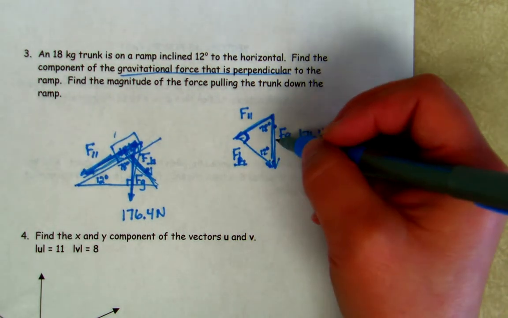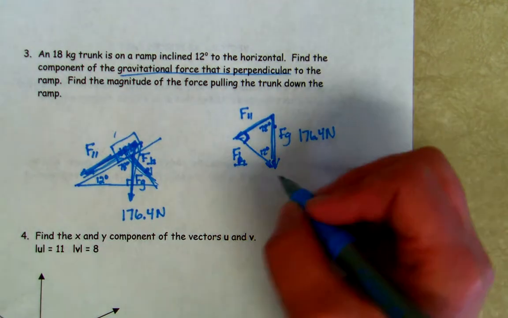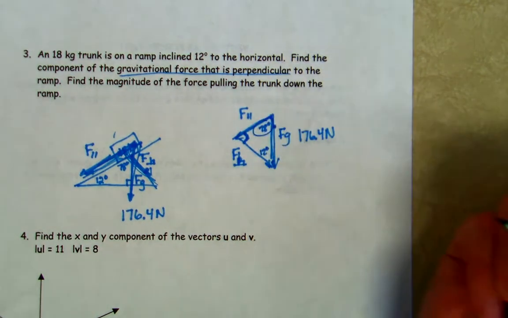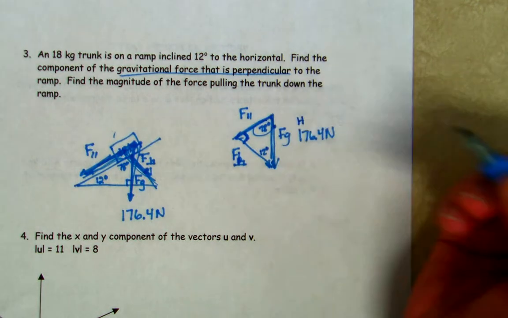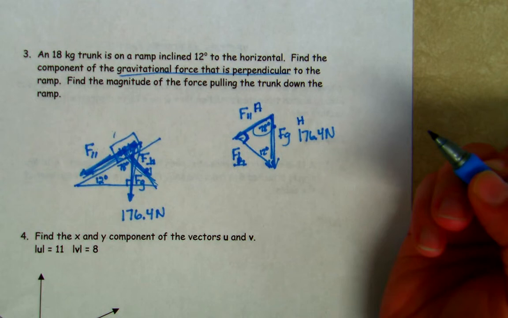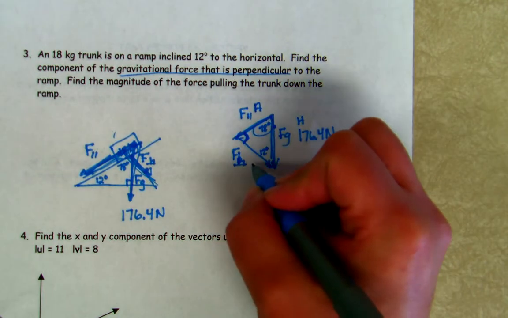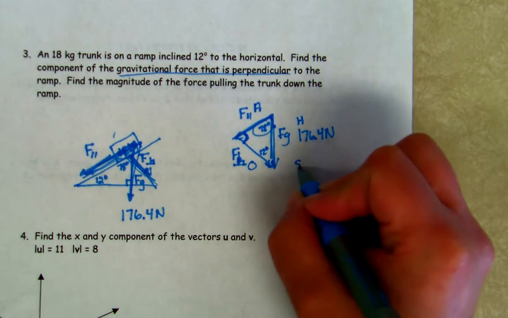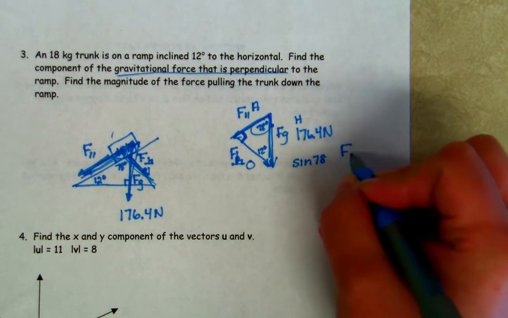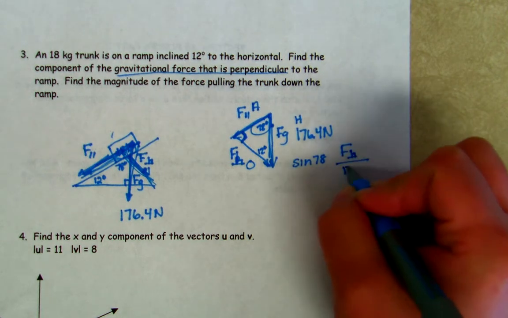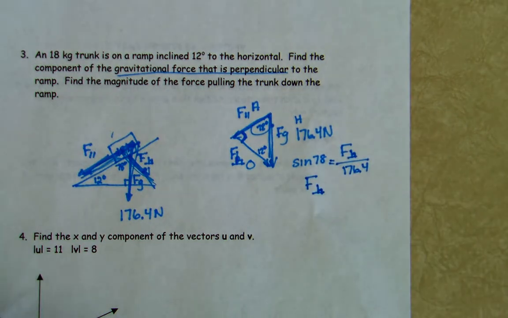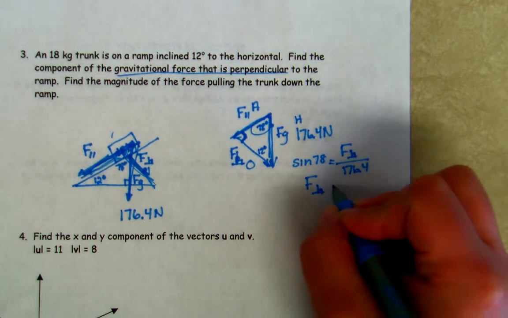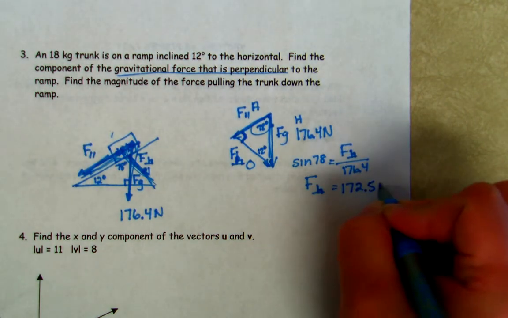I could use sine law or cosine law, but because this is a right angle triangle, I can actually use SOHCAHTOA. I'm going to work with the 78-degree angle. It doesn't matter, you could work with the 12-degree angle, but FG is my hypotenuse, F parallel is my adjacent, and F perpendicular is my opposite. So the sine of 78 is my force that's perpendicular over 176.4. So the force perpendicular is going to be 176.4 times the sine of 78, or 172.5 newtons.